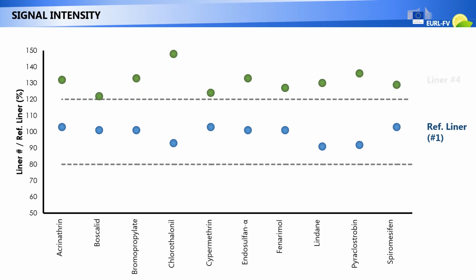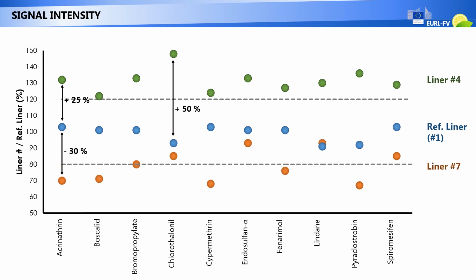This is the variation in the areas obtained with liner number 4 with a reduced internal diameter. In some cases, the signal was up to 50% more intense. However, with the use of liner number 7, the areas were lower than those of the reference liner. Here you can also see that some compounds were more affected by these effects than others. For instance, chlorotoluene undergoes a very strong increase in the sensitivity with liner number 4, but it is not affected by the use of liner number 7.